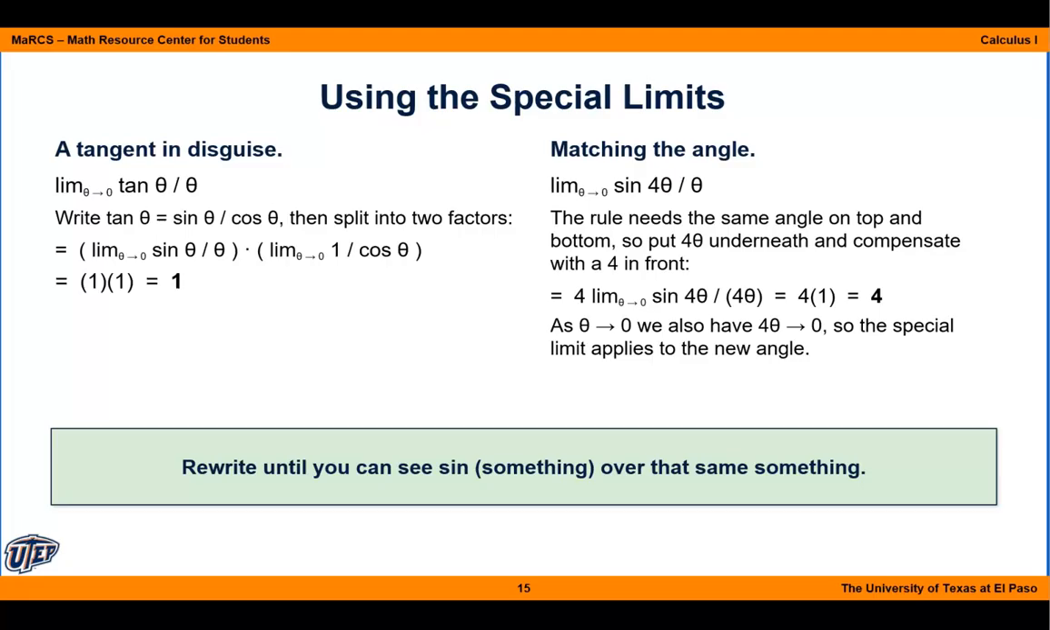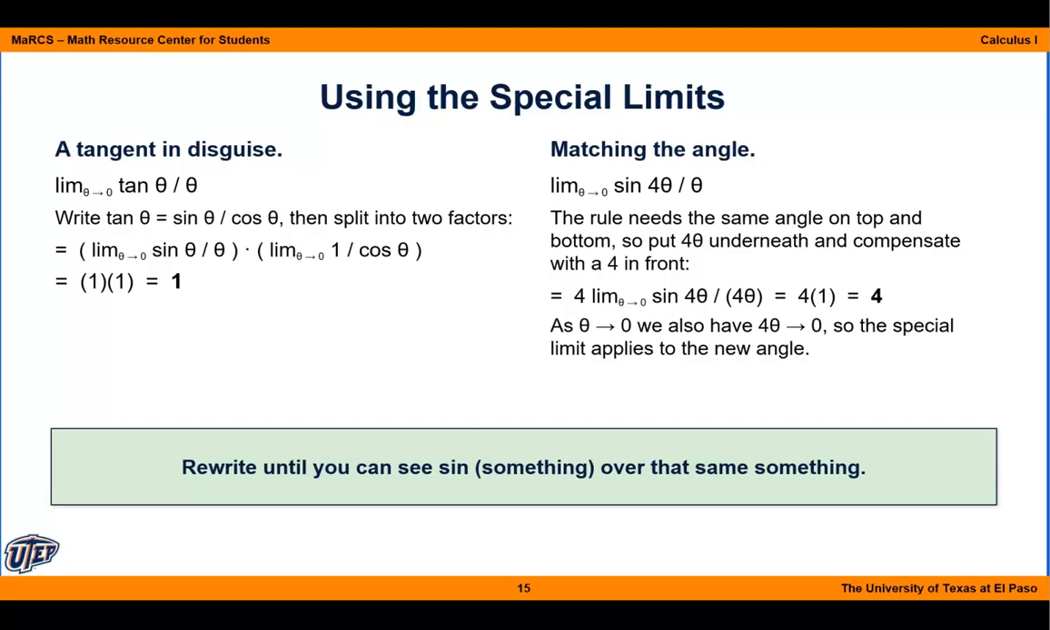Let's use the first special trigonometric limit in two different forms. In the example on the left, tangent is hiding the sine expression that we need. Rewrite tangent as sine divided by cosine and separate the expression into two factors. The sine factor approaches 1 by the special limit, and the reciprocal of cosine approaches 1 by direct substitution. Their product is therefore 1.